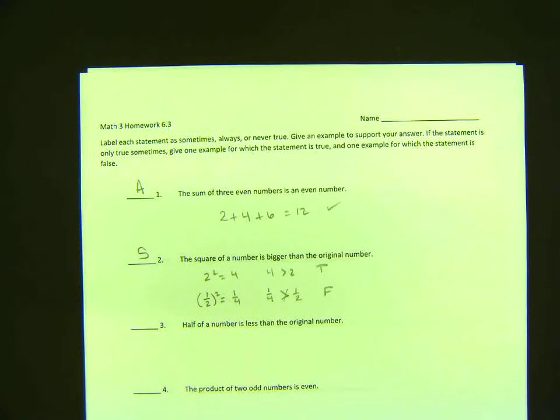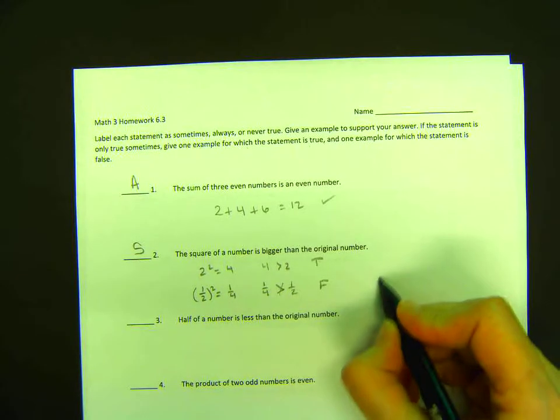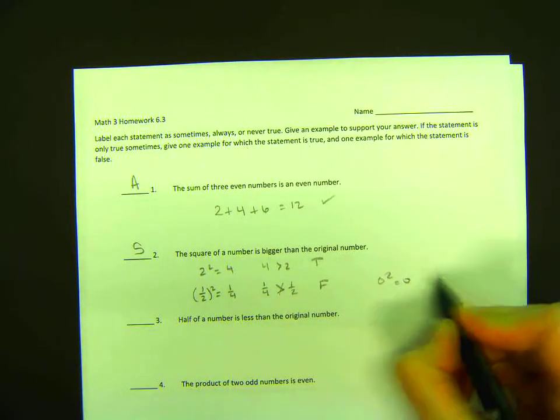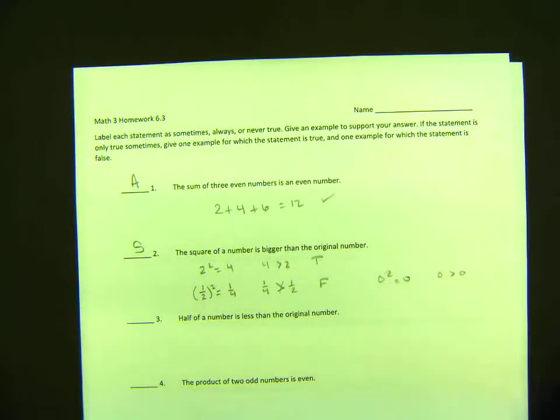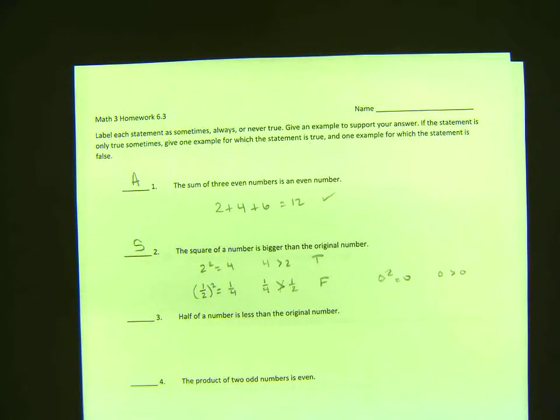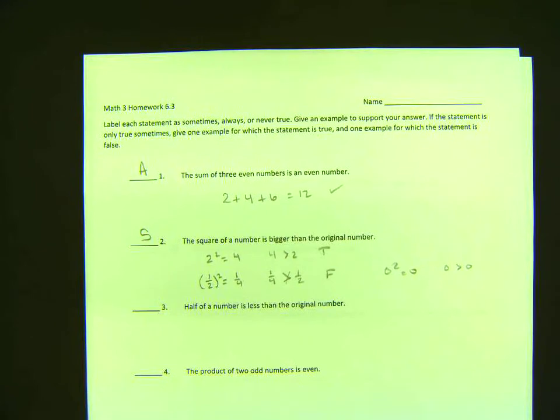Think about fractions. You can always say think about negative. They might try 0 or 1. 0 or 1 is really likely. 0 squared equals 0, and 0 is not bigger than 0. Same with 1. You're probably more likely to think of those than fractions. So anyway, that's how this goes.